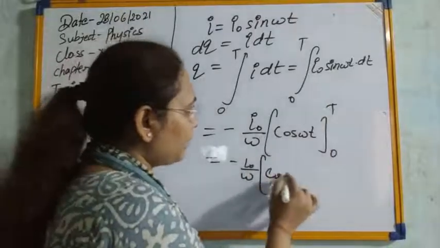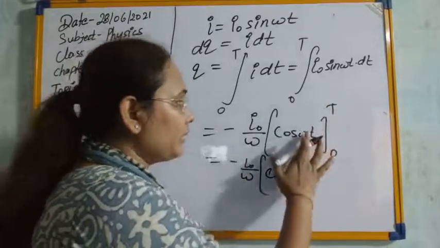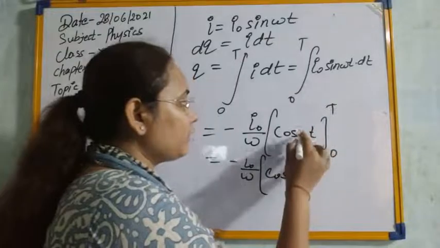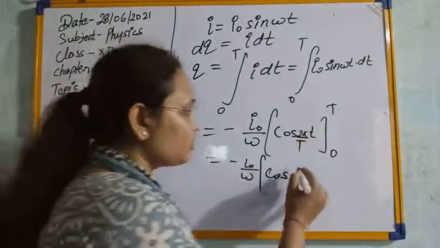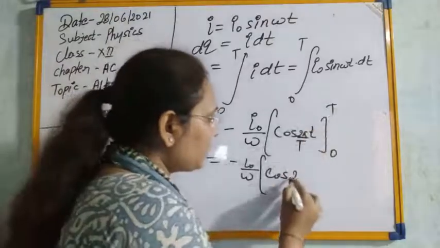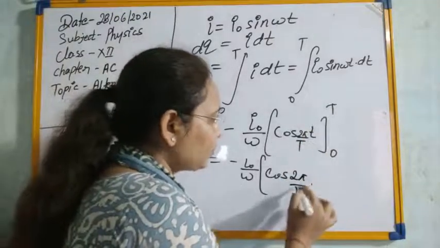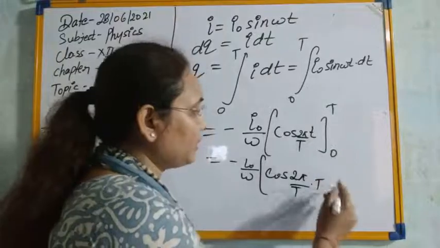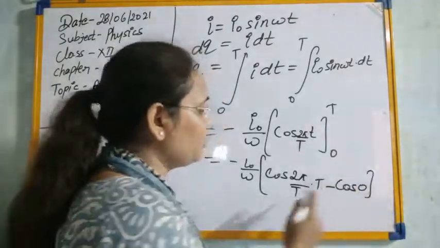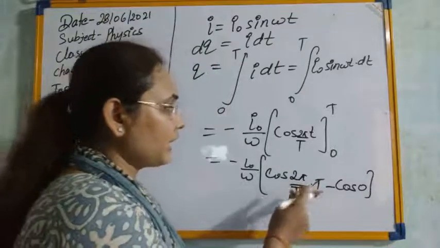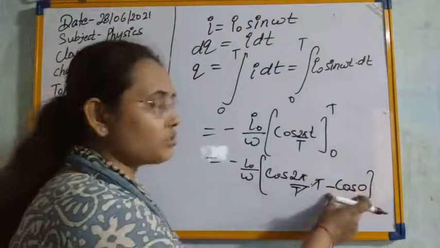The upper limit we have is T here. One more thing, in place of omega we can write 2 pi by T. So the upper limit is cos of 2 pi by T times capital T, minus, for the lower limit where t is 0, cos 0. Here the T will cancel out, and we will have cos 2 pi minus cos 0.